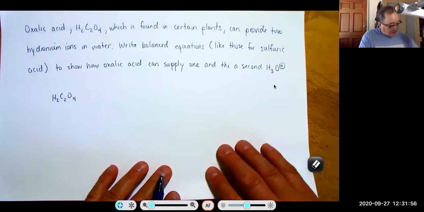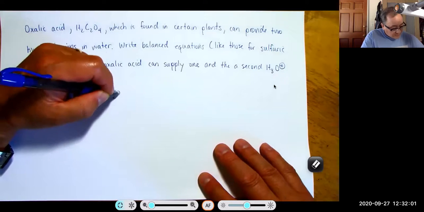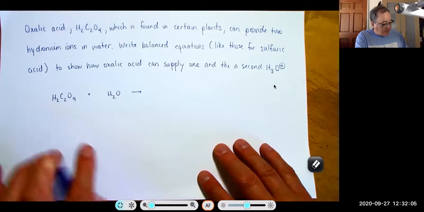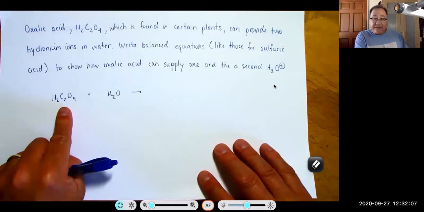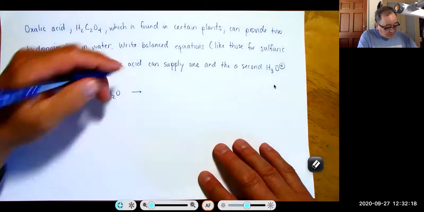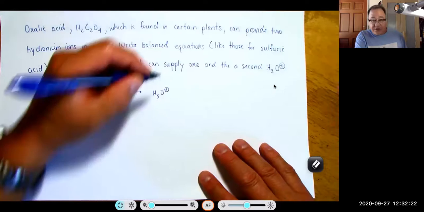So there's oxalic acid reacting with water. And so for the Bronsted-Lowry definition, what's going to happen here is this is an acid, so it produces something that has 1 less hydrogen and 1 less charge. This is the base, so it gets 1 more hydrogen and 1 more charge. So let me draw what happens to this. 1 more hydrogen and 1 more charge.